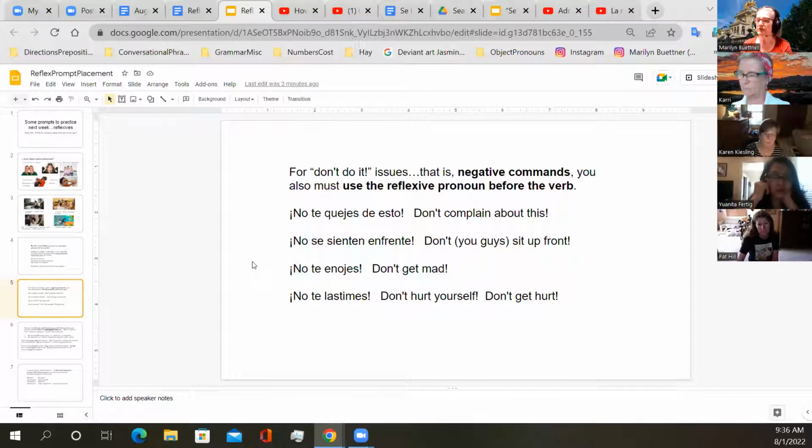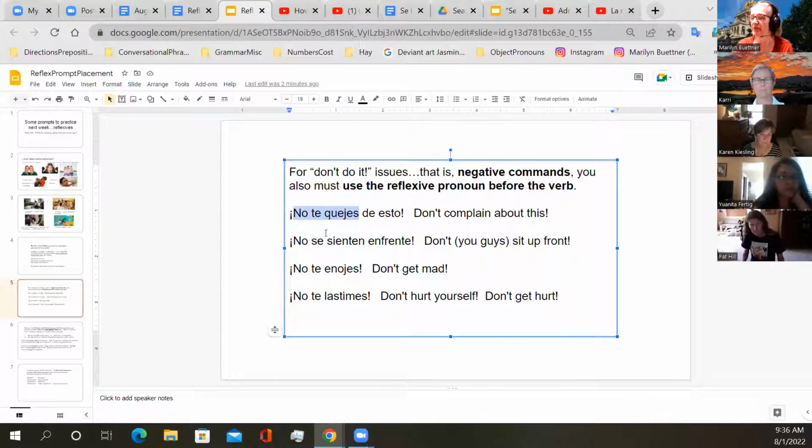a negative command, in other words, we also do the same thing that we do in a plain old sentence, and that is we use a reflexive pronoun before the verb. Now, the form of the verb in the command is going to look like there's a vowel that's wrong in the end, but no se preocupen, don't worry about that. We'll tell you when things are actually commands. So, no te quejes, it's a negative command, don't complain. No se sienten enfrente, don't sit up front. No te enojes, don't get mad. No te lastimes, don't hurt yourself, don't get hurt.